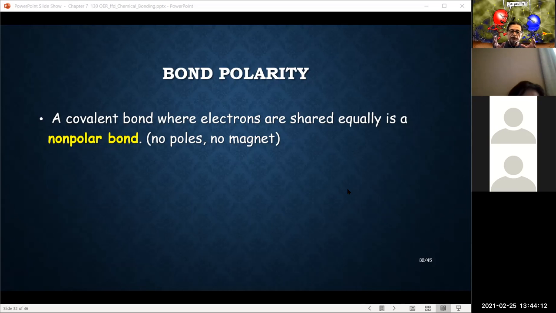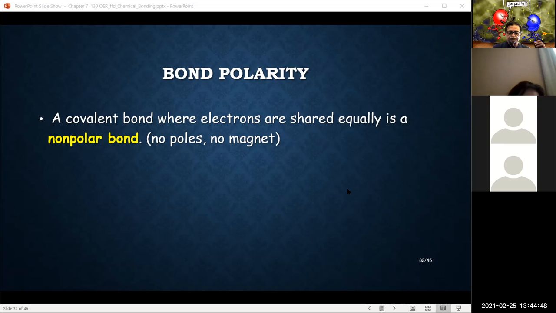Because when they're not equally shared, what's happening is that on one side there's more electron density than the other side, which results in a pole, where one side has a higher negative charge and the other side has more of a positive nature to it, which results in a positive and a negative pole. Not a full charge like ionic compounds, that's important, but a partial charge.